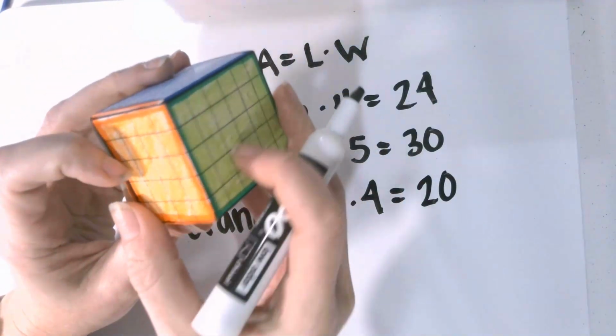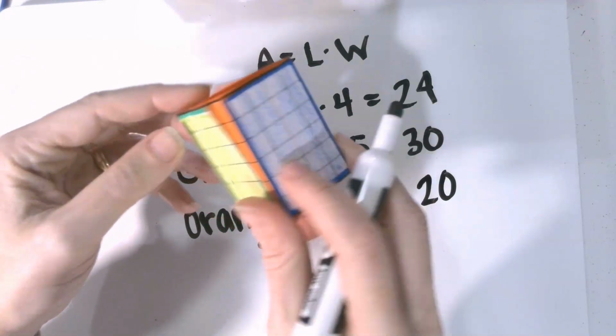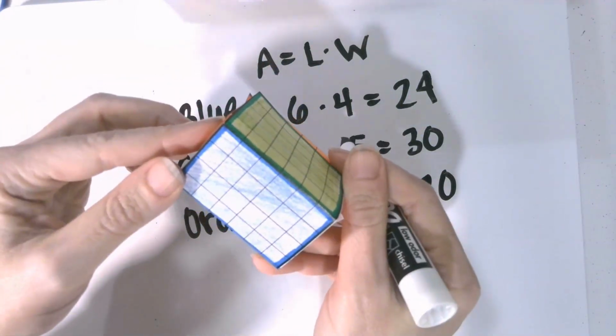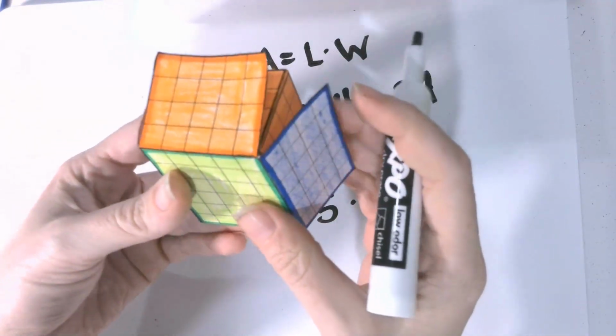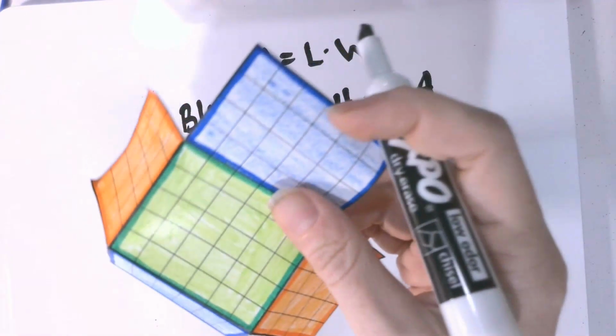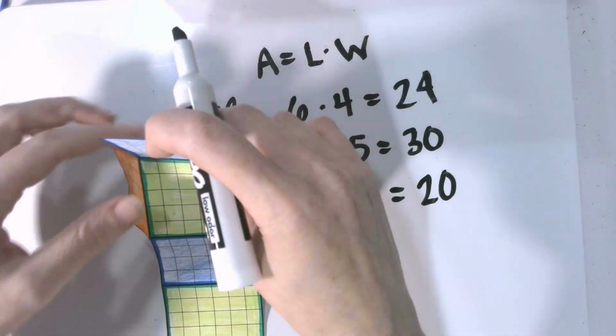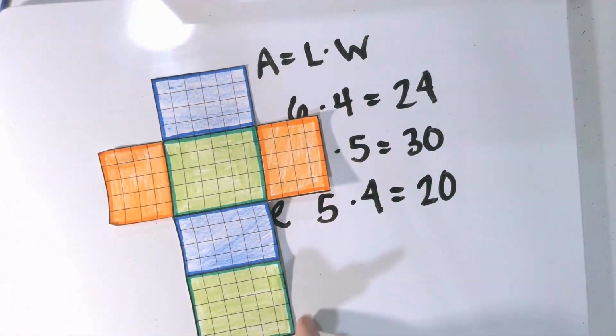But remember that there's 2 green sides, there's 2 blue sides, and there's 2 orange sides. Okay, and what I'm going to do is unfold this to show you what it would look like as a net. This is called a net for a right rectangular prism.